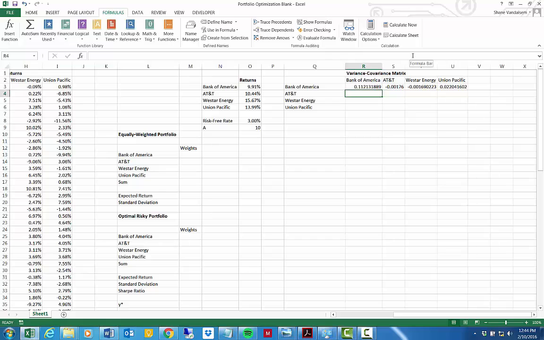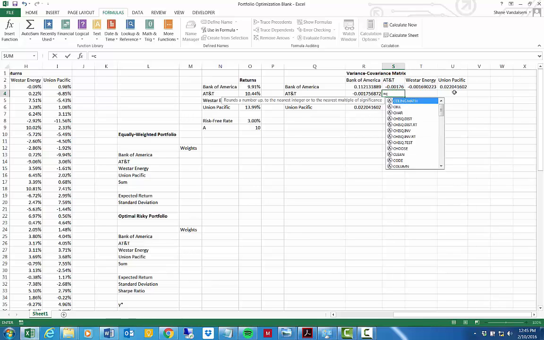The variance covariance matrix is symmetrical, meaning that the covariance of Bank of America and AT&T is equal to the covariance of AT&T and Bank of America. So I can just set this equal to the one up there, set Westar Energy and Bank of America to the same as Bank of America and Westar Energy, and then finally Bank of America and Union Pacific. And then I just continue to do this for the rest of the variance covariance matrix.